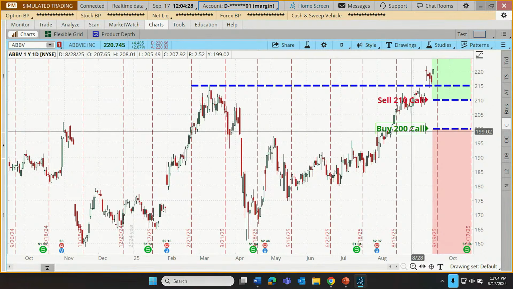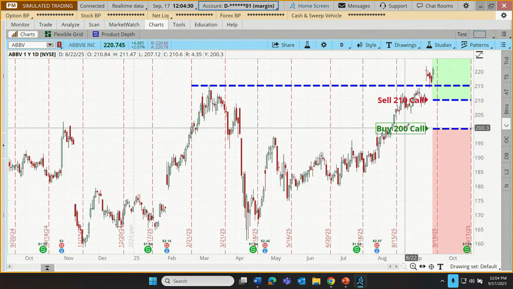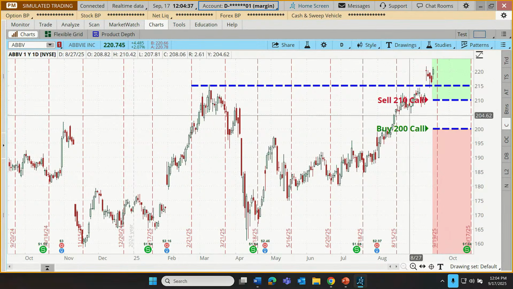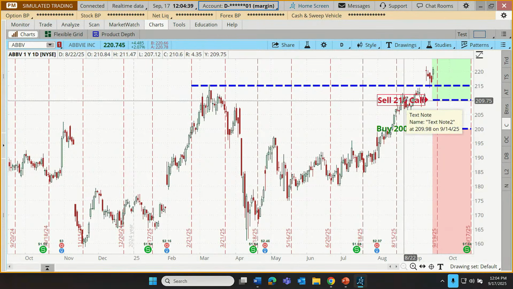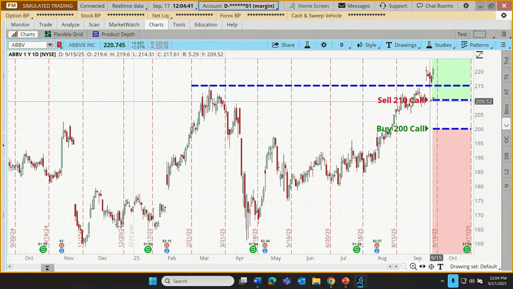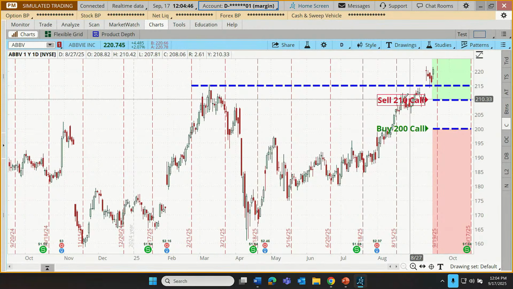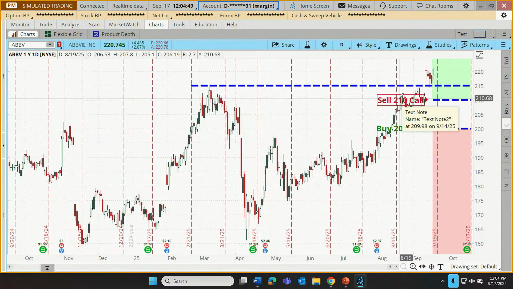So for this scenario, we're going to buy a 200 strike call with the expiration of October 17th. And at the same time, we're going to sell the $210 call for October 17th. So this gives the trader the right to buy shares for 200. They have the obligation to sell those same shares for 210.